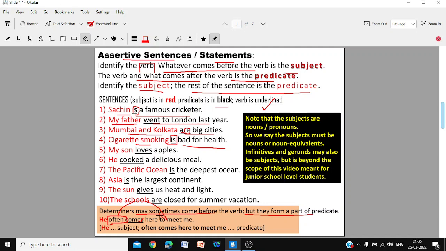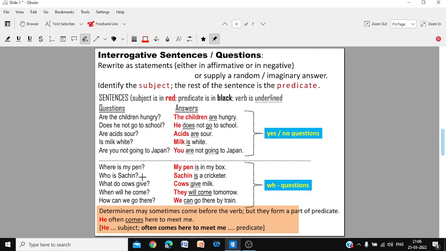There could be some exceptions when we say whatever comes before the verb is a subject and whatever comes after the verb is predicate. Some determiners would come before the verb, but they belong to the predicate. So that's for assertive sentences. Interrogative sentences are questions.